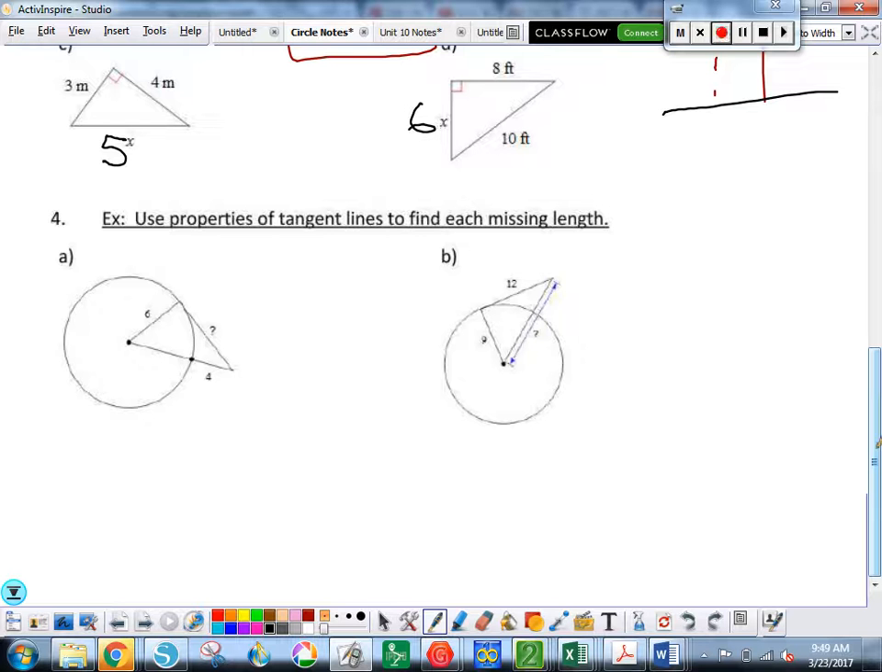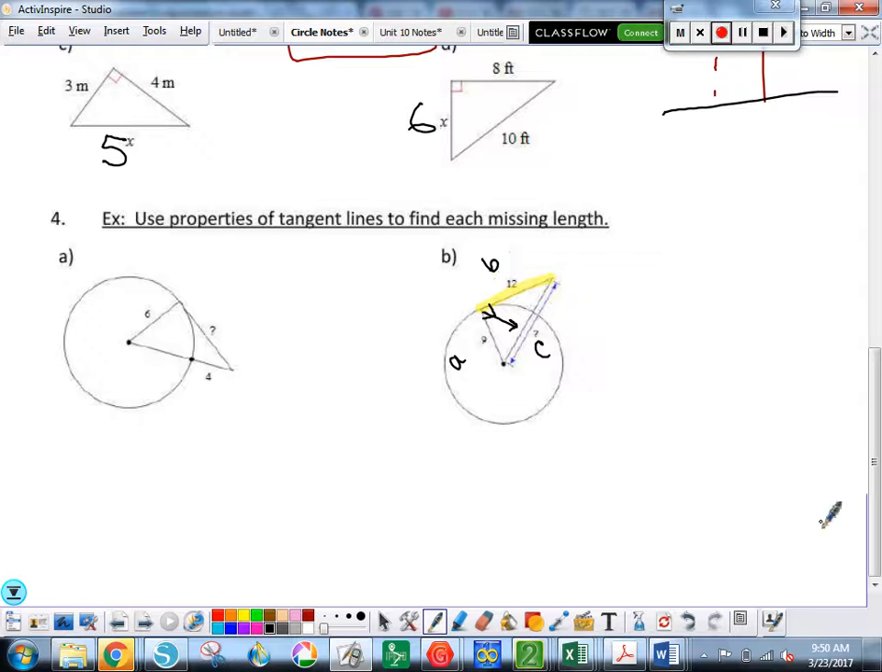So looking at this, is the 12, the 9, or the question mark the tangent? Which one's outside the circle completely? The 12. So this is the tangent line, which means this one right here is the right angle. Because the problem says use properties of tangent lines to find each missing length, which means I know that that's a tangent line. Now if I'm setting this up, the C is always the one that kind of crosses through it, across from the 90. The A and the B don't matter.